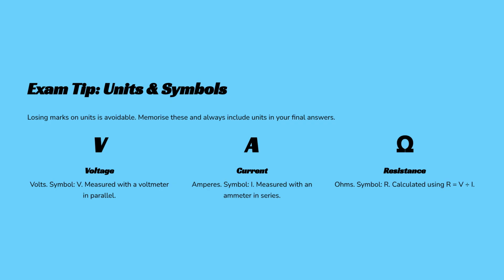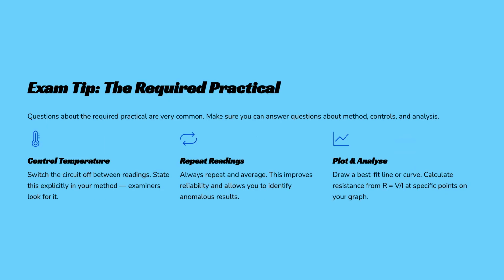Moving to Chapter 5, Key Exam Tips. These are the crucial points that help you secure full marks and avoid common pitfalls in your GCSE Physics exam. Remember, Ohm's law requires the temperature to stay constant. Examiners specifically look for this condition. Without mentioning constant temperature, your answer is incomplete.